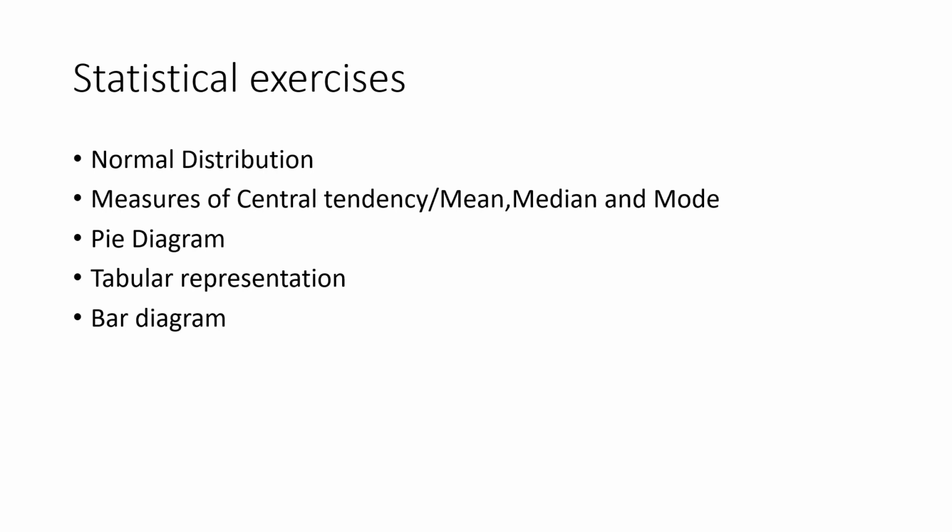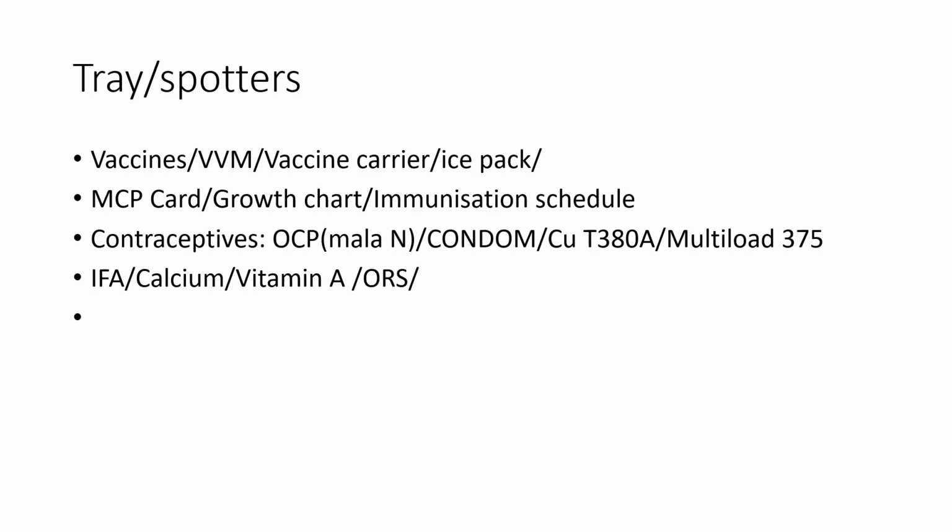There can be tabular representation as well. These are usually frequency table representation. Simple tables are mostly given. And then there are bar diagrams, which can be simple bar diagrams or compound bar diagrams or component bar diagrams. Depending on the question asked, you need to answer.